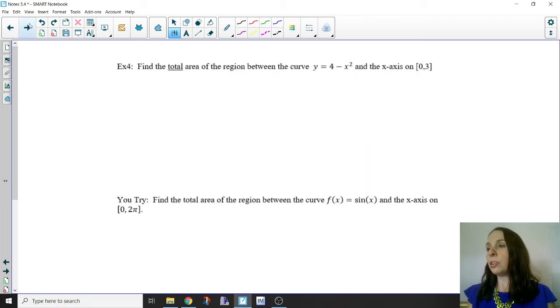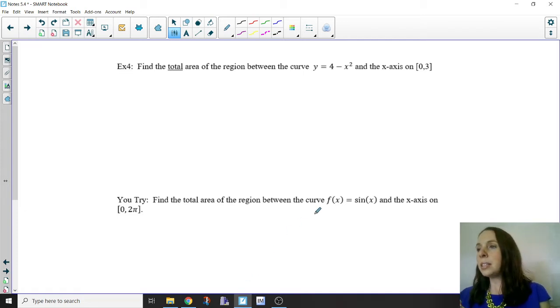The one issue is if you do not have a calculator available to you, working with absolute values within an integral is not as fun as just working with integrals. So I will talk you through 2 different ways that you can take a look at it. You can look at example 4 to figure it out. Okay. Find the total area of the region between the curve y equals 4 minus x squared and the x-axis on the interval from 0 to 3.